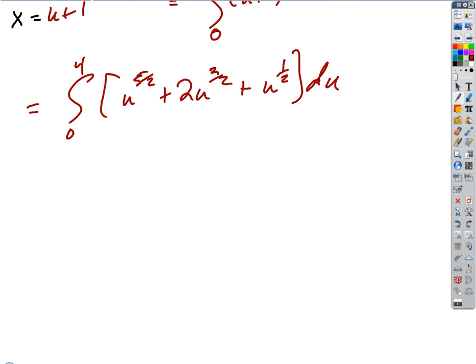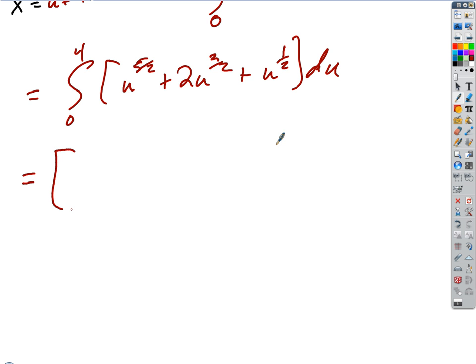Okay, so if we take the integral, what do we get? First term? What power are we going to get? U to the 7/2. We're going to add 1 to the exponent. So u to the 7/2 times 2/7ths. U to the 7/2 divided by 7/2 is times 2/7ths. Plus u to the 5/2 times 2/5 times 2.